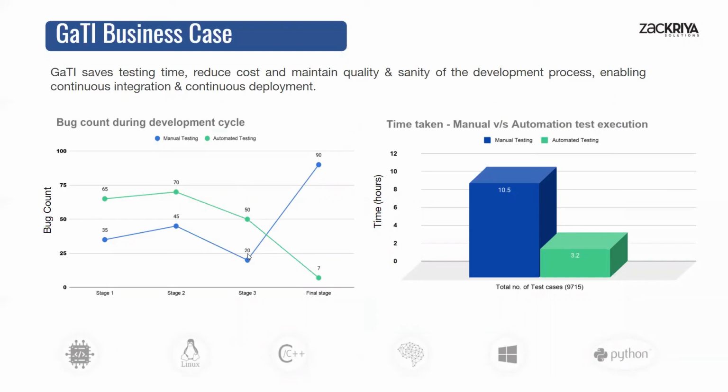GaTi brings significant advantages in the testing process by saving time by 70%, reducing costs, and needing less manpower, and at the same time maintaining the quality and sanity of development processes. The bug count reduction is around 90% at the final stage of feature testing, thus ensuring a linear product delivery.